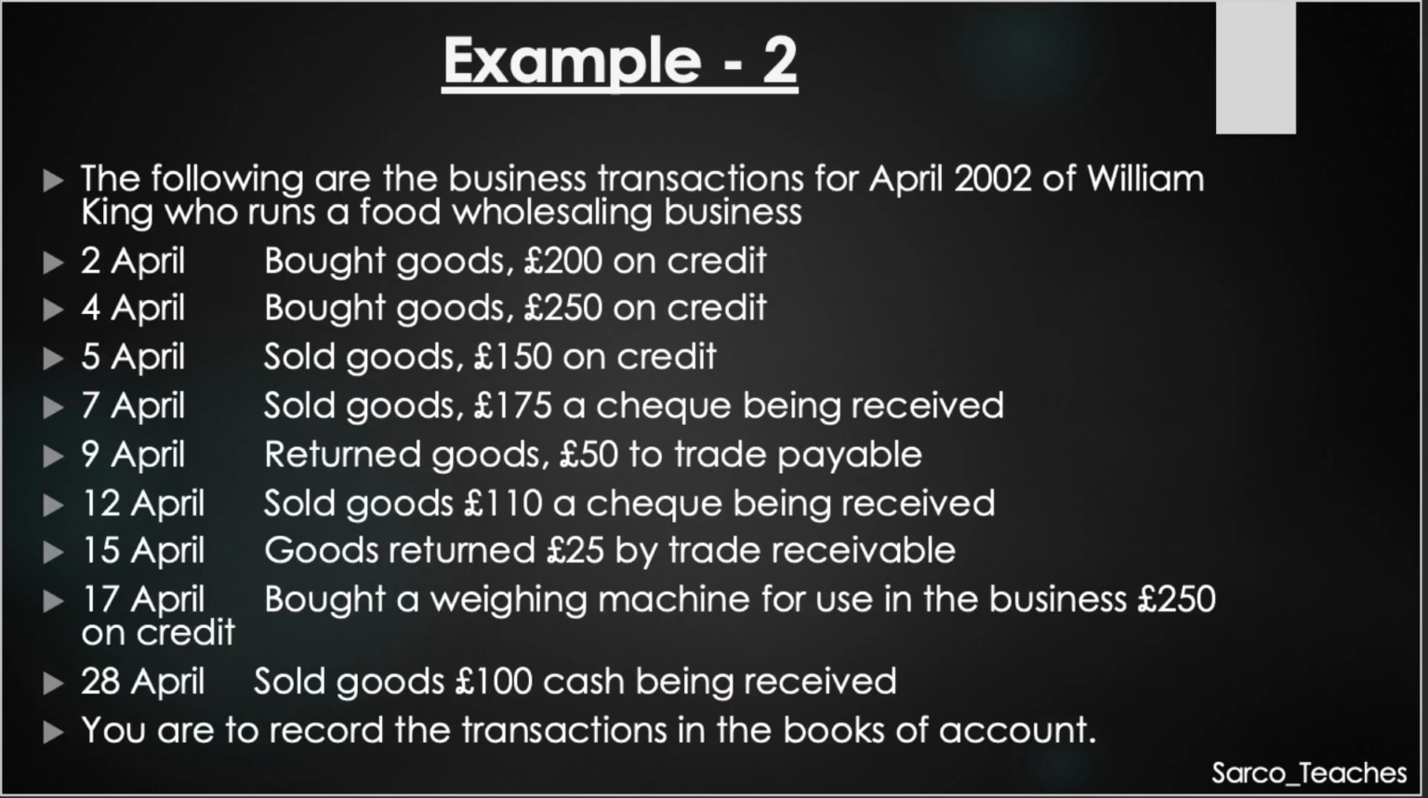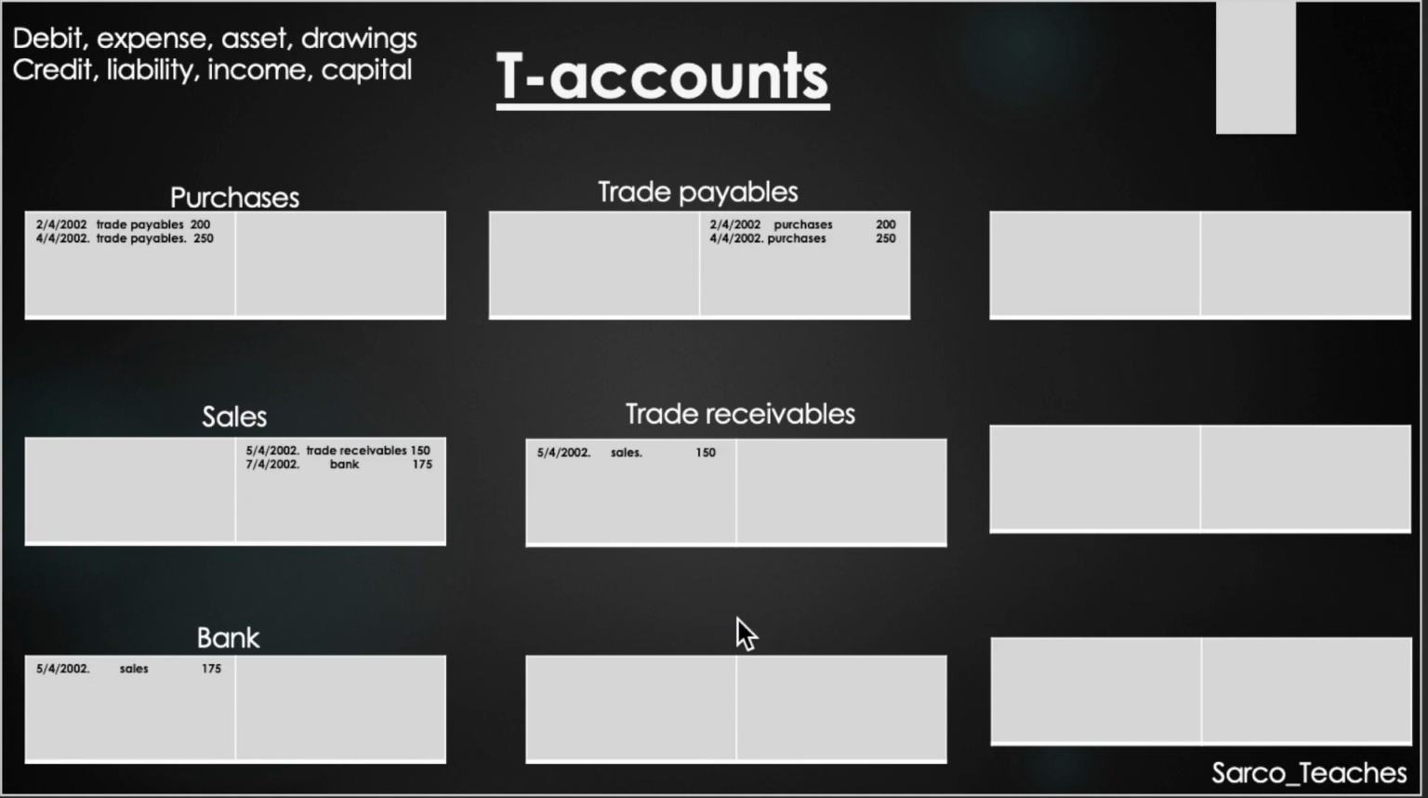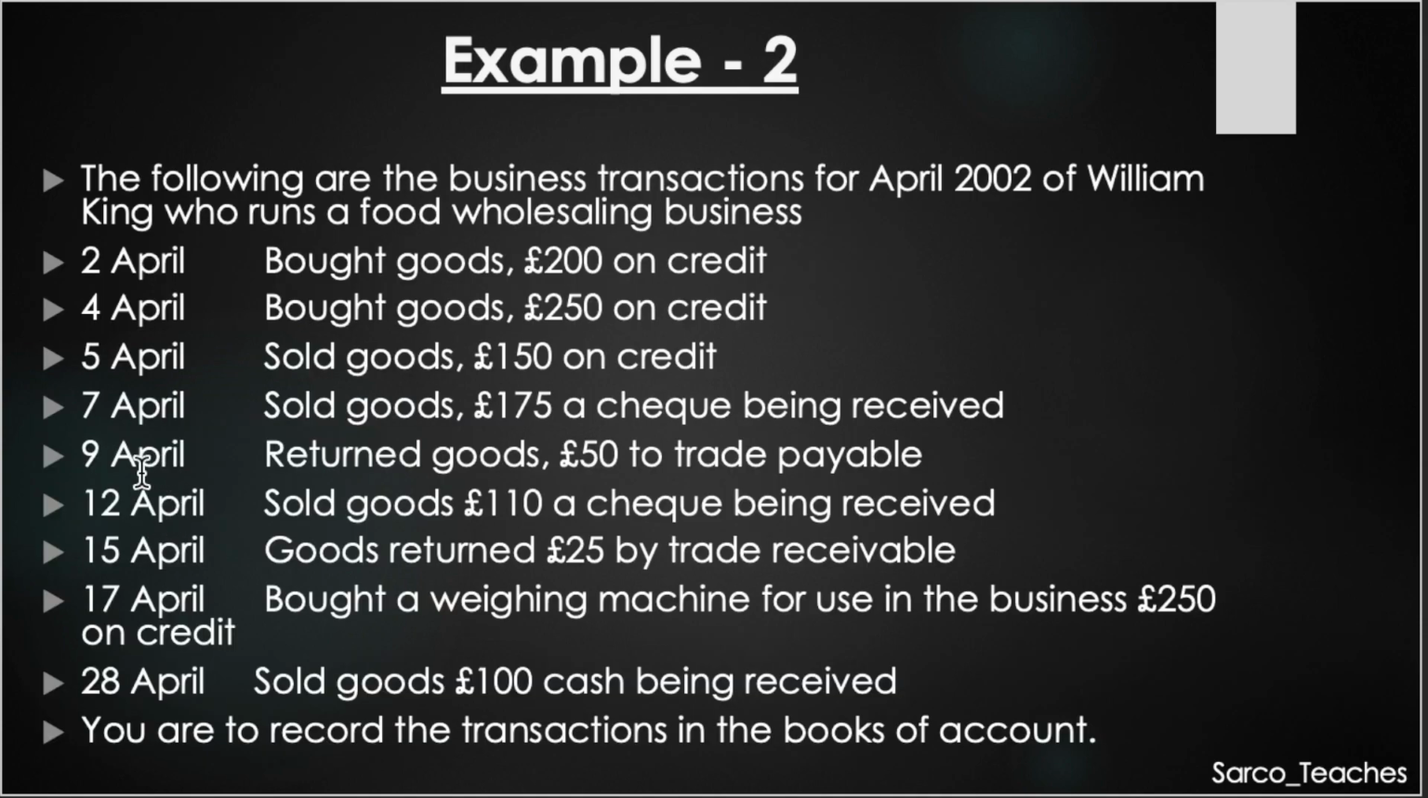9th of April, returned goods, £15 to trade payables. So the two accounts that you'll be using for this is the purchase return account and the trade payable account. You might be wondering why we don't just subtract the purchase balance or just credit it. It's because in our income statement, when we put purchases, we subtract purchases by purchase returns in there.